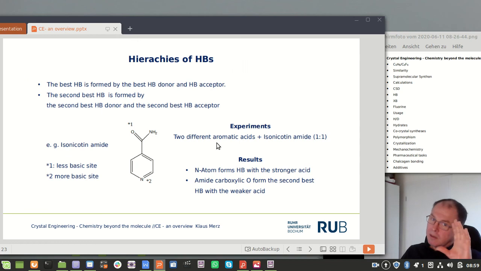When we looked much deeper into hydrogen bonds, we saw there is a hierarchy of hydrogen bonds. The best donor and the best acceptor will form the best hydrogen bond. We have seen several examples.